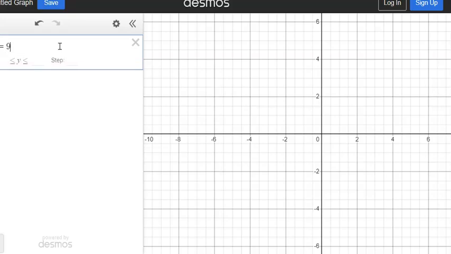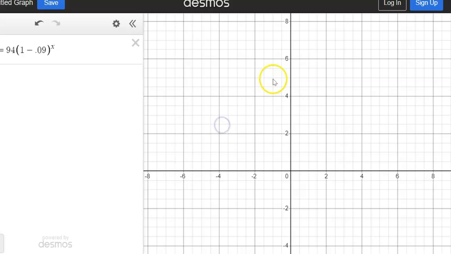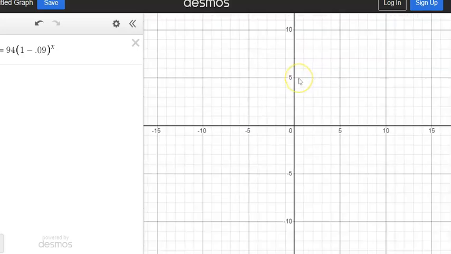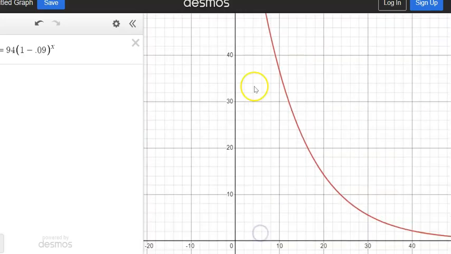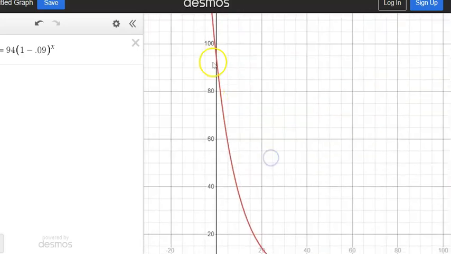Y equals 94 times (1 minus 0.09) to the t. So I see it going down. I don't see anything right now because it's starting at 94 and I'm only looking at 8. Normally, a lot of y'all are just going to zoom your way out until you find it, though I'll show you some better tricks.